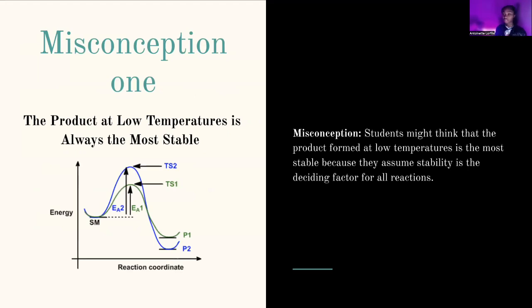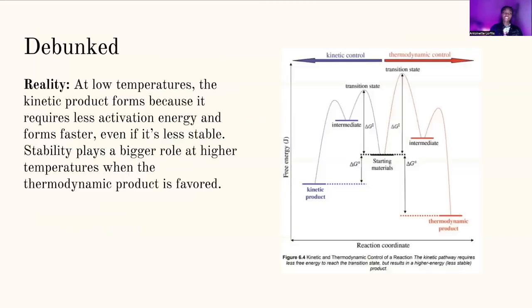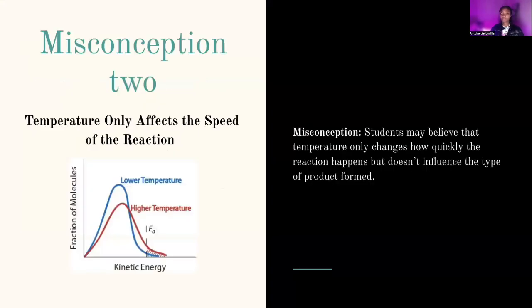So for misconception 1, the product at low temperature is always the most stable. So this is a misconception. Students might think that because it can form at a lower temperature, it is the most stable, because they assume stability is the deciding factor for all reactions. But this was quickly debunked because, like stated earlier, low temperatures can form kinetic products, which are a little bit faster, but will be less stable, and stability plays a bigger role in higher temperatures, where the thermodynamic product is favored.